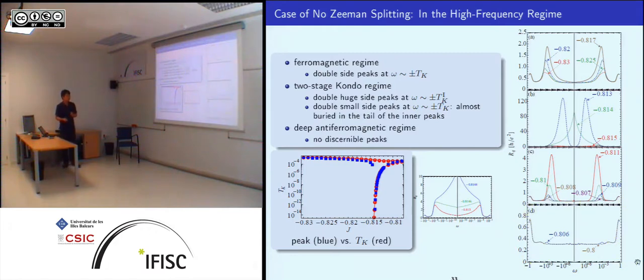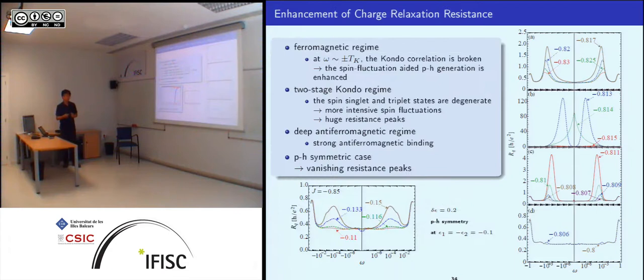And in the antiferromagnetic region, where the ground state is a spin singlet, we have no peak structure here. And this peak position, which is shown in blue dots as a function of J, is identified with the Kondo temperature, which is shown in the red circles. So we found a very nice match between the peak position and the Kondo temperature.